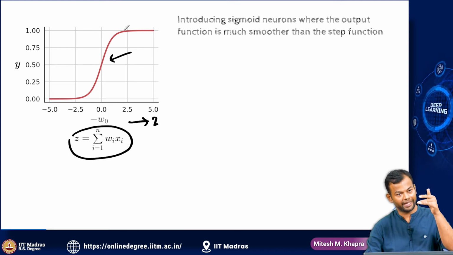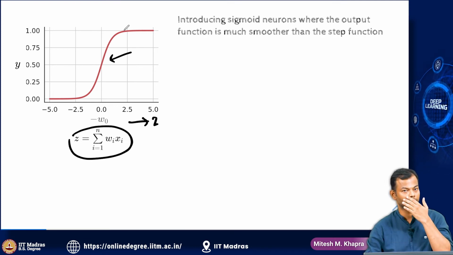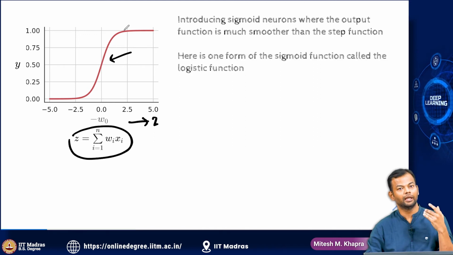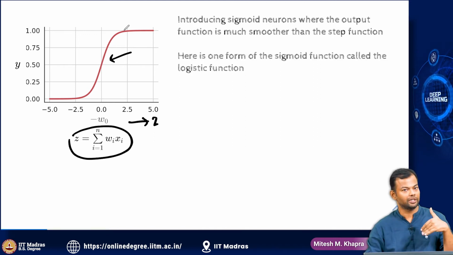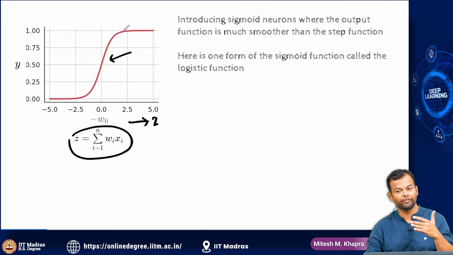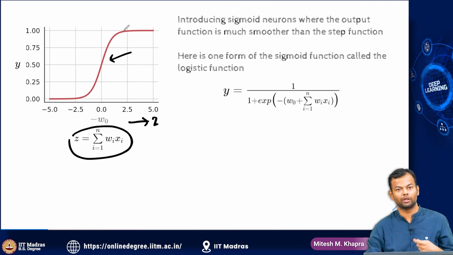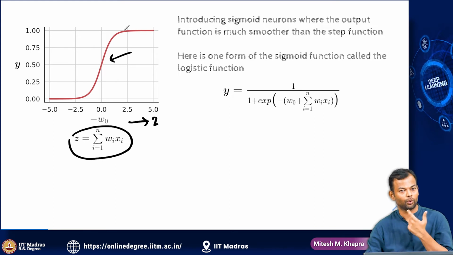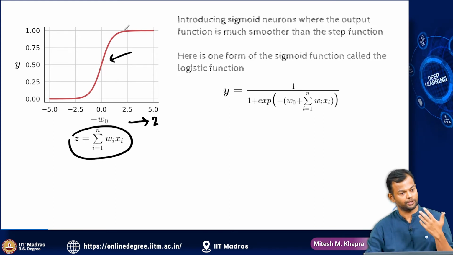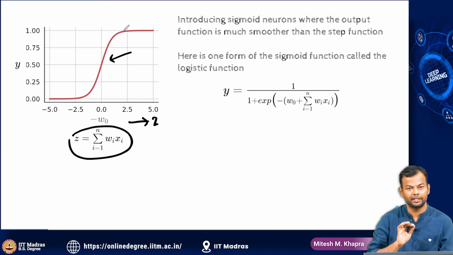So to get this kind of an effect, we'll now introduce what is known as the sigmoid neuron. And the sigmoid function is like a family of functions, and here's one member from that family, which is called the logistic function. Later on in the course, we'll see the tanh function, which is also a member of this family, right? And let's see what is happening here.